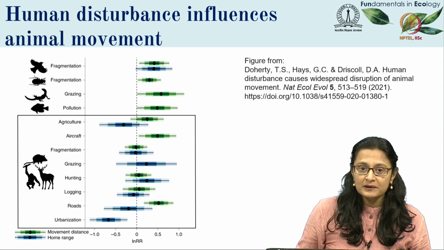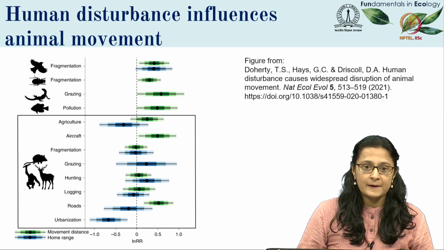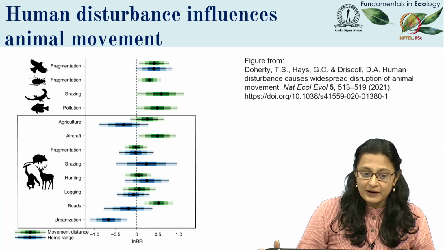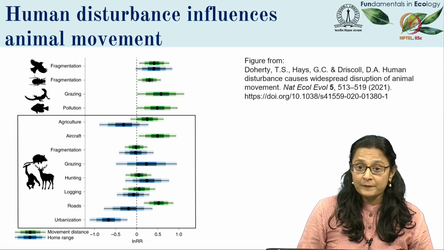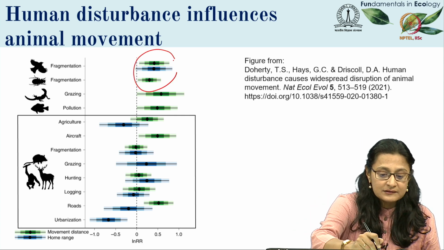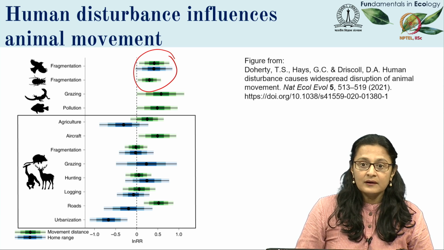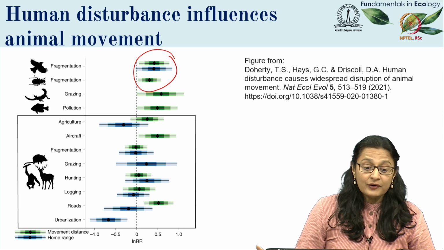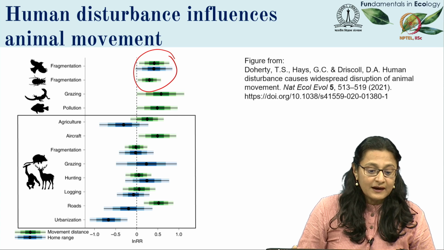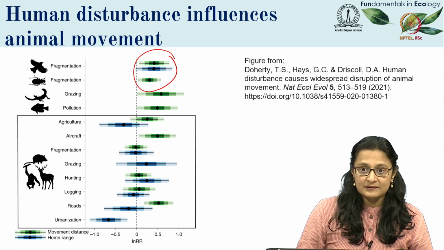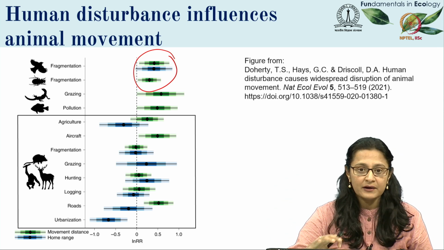So if we think about human disturbance in terms of the different types of disturbances, we see some really interesting patterns here. For example, habitat fragmentation affects birds and insects in the same way. They have to increase their movement or increase their home range size in these environments. Grazing causes an increase in movement distances as well. And pollution causes an increase in movement distance.